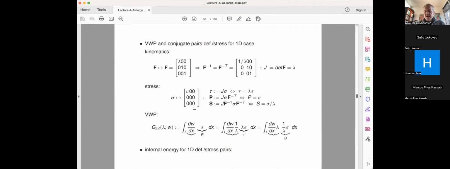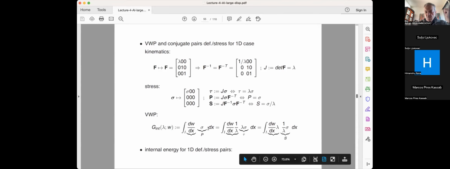So the different stresses are here. The true Cauchy stress has only one component, sigma. The Kirchhoff stress is equal to J times sigma, J being equal to lambda, so it's simply lambda sigma. The first Piola-Kirchhoff is J times sigma times F minus transpose, F minus transpose being 1 over lambda, J being lambda. It turns out that the value of P is the same as the value of sigma, this one being in the initial configuration, and this one being in the deformed configuration. And then finally, the second Piola-Kirchhoff is J F inverse sigma F minus transpose. So these being 1 over lambda and J being lambda, you end up saying that the value of S is equal to sigma divided by lambda.